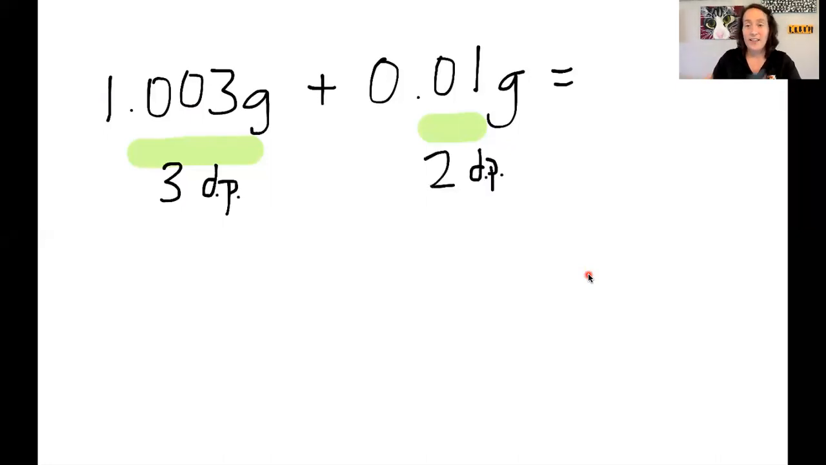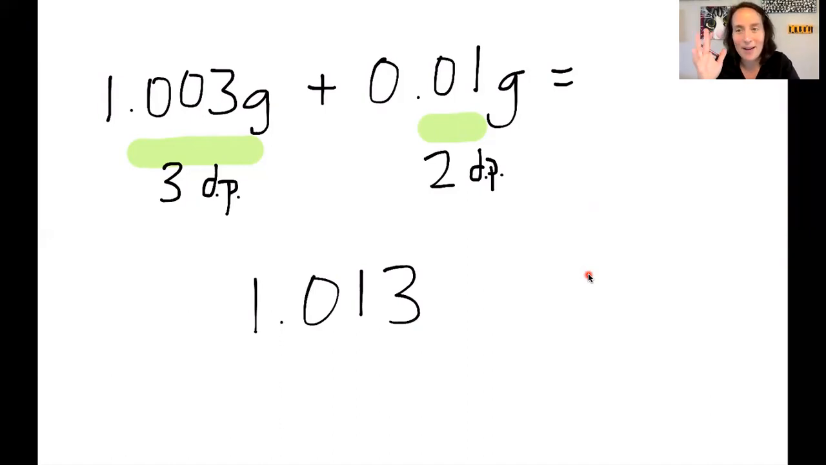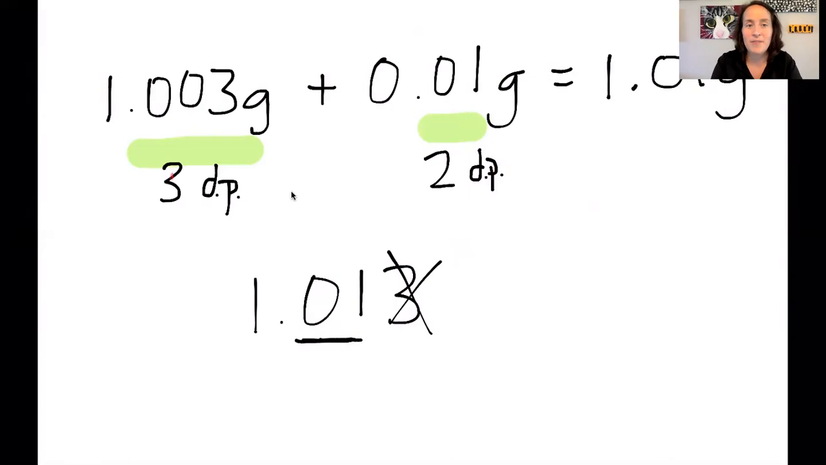So when we do our final answer, if I were to add 1.003 plus 0.01, I get 1.013. Okay, but there is some amount of certainty that I only have in that number, and it has to deal with the significant figure rule. So my final answer should only be to 2 decimal places. So this number actually, I'm not certain about that's truly what that number would be. So my final answer would be 1.01 grams. Okay, so again, that followed the least number of decimal places rule.